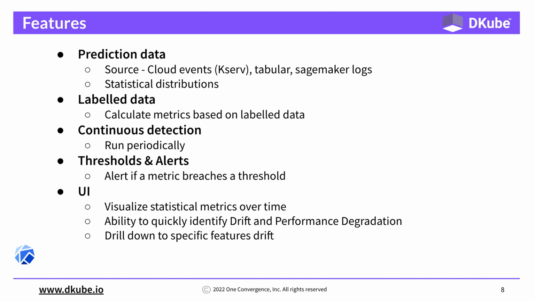Right? And then a centralized UI where you want to be able to visualize the statistical metrics over a period of time. You should be able to go back at any time and see what happened, why the drift occurred, and what caused the drift. And then you would want to drill down to how a particular feature is drifting over a period of time. So this is from a drift calculation point of view, what are all the features that a product needs to support?